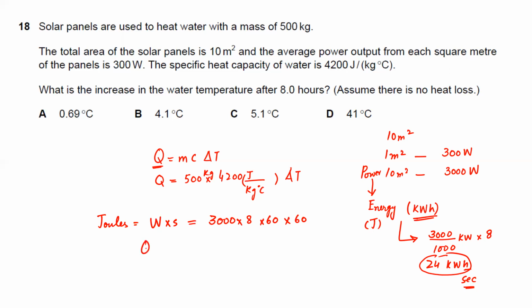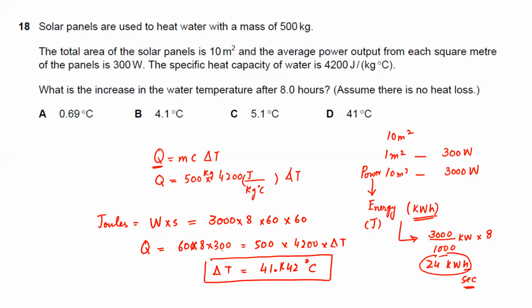So your total Q is equal to 60 into 8 into 3000, and that is equal to 500 multiply by 4200 multiply by delta T. So if we calculate delta T from here, our delta T will become something like 41.142 degree C. So this is the change in temperature of water. So the nearest correct answer is this, D, 41.